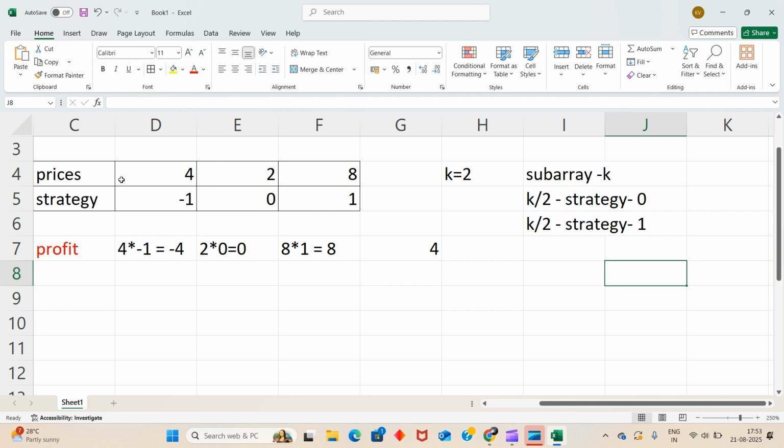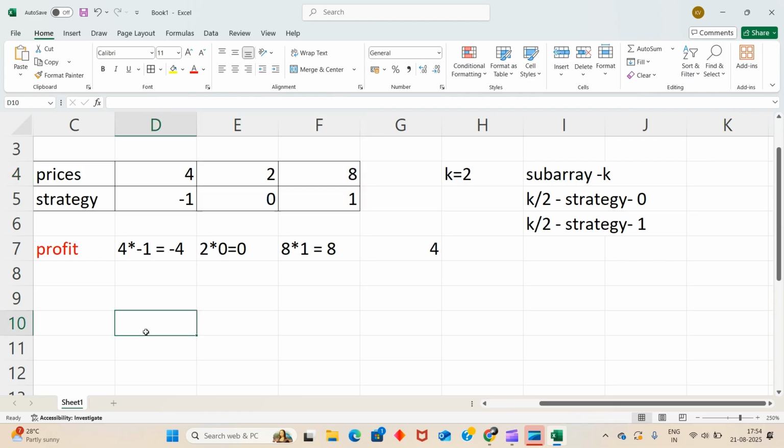So for example, let's say case 1. Here k by 2 is 1, and k is 2. How many sub arrays of size 2 can we form? Only 2, this one and this one. Sub array means consecutive elements. In the question, it is not written sub array, it is written consecutive elements; I am using the word sub array.